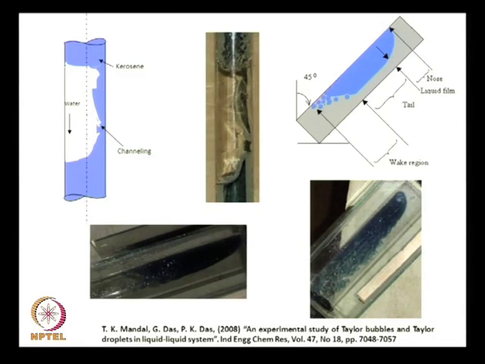Why does it occur, can you tell me? Why does this channeling occur when a water droplet falls through kerosene, but it does not occur when a kerosene bubble rises through water? Any idea? We have performed experiments in glass pipes of half-inch diameter or less than half-inch diameter. Any idea of why this is occurring?